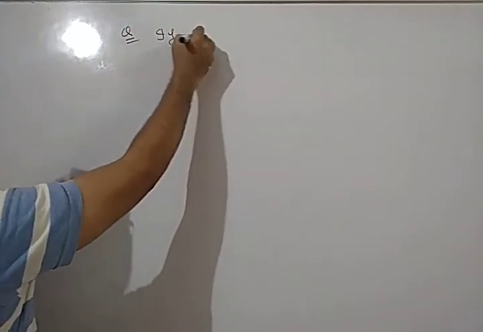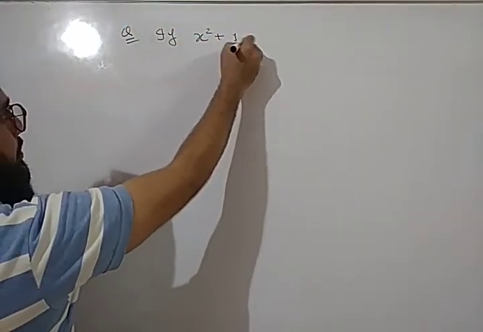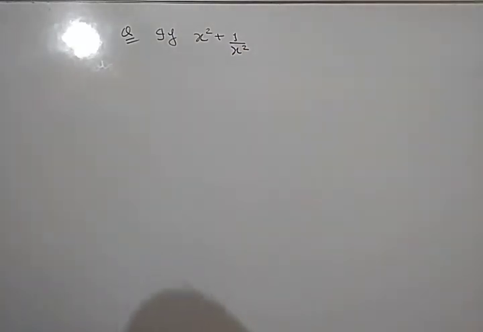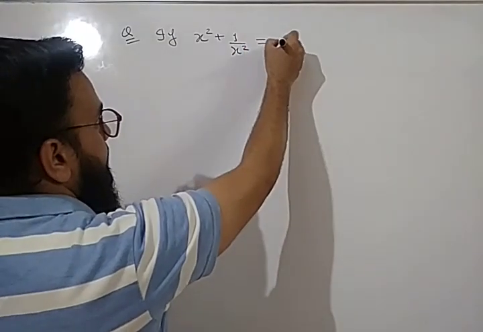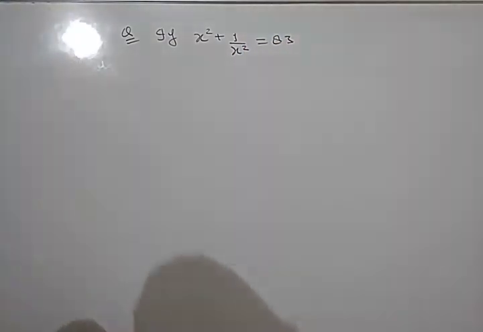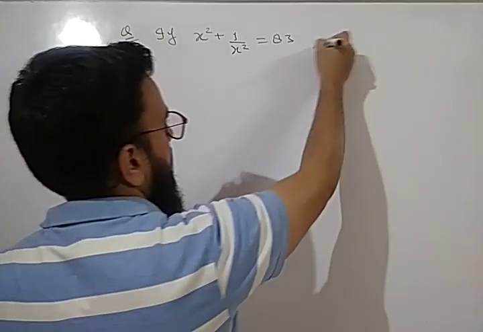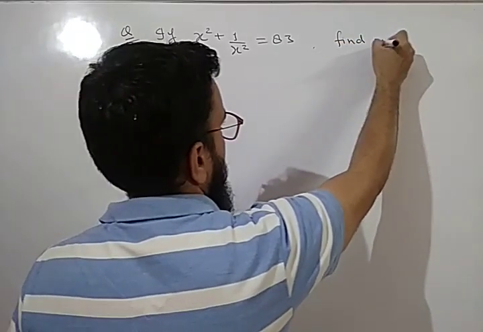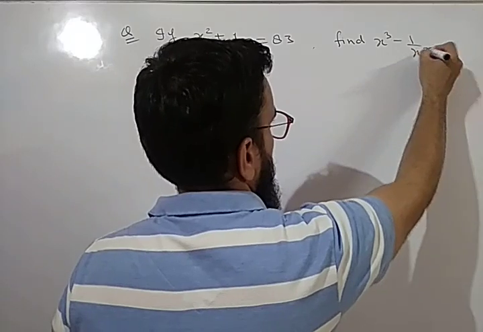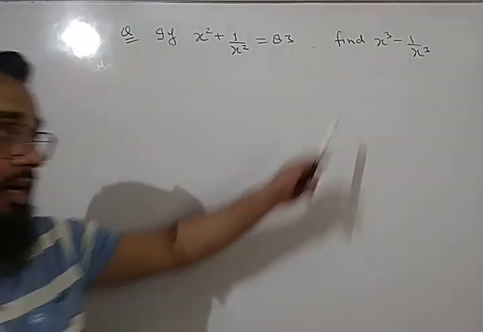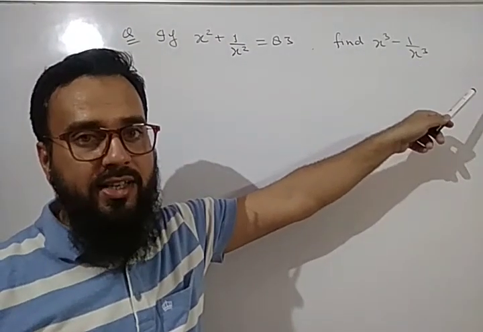If x square + 1/x square is given, if it is equal to 83, and we have to find the value of x cube minus 1/x cube. Now in this question it is a minus sign, x cube minus 1/x cube.